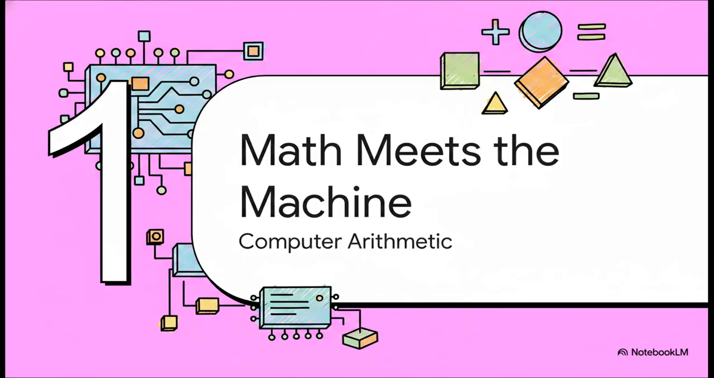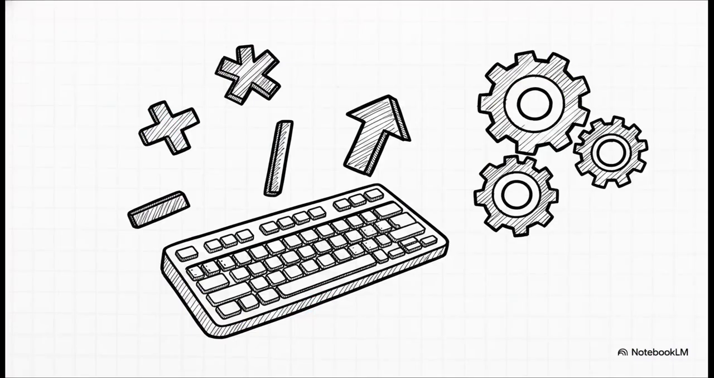Section 1. Math meets the machine. Looking at the computer's arithmetic toolkit, you're instantly going to recognize the classics: addition, subtraction, multiplication, and division. Though we use an asterisk and a forward slash, just standard keyboard adaptations. But a couple of these might stand out a bit.